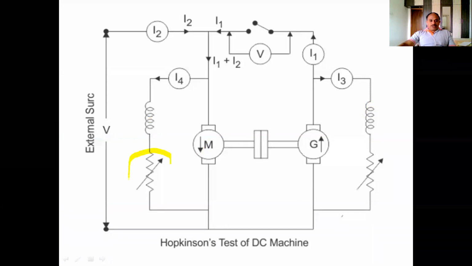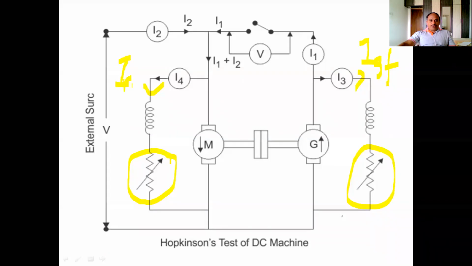This rheostat's purpose is to vary the motor field. This rheostat's purpose is to vary the generator field. If you vary this generator field, the field current of the generator varies. For example, this is Ig. IGF means generator field current. IMF means motor field current.